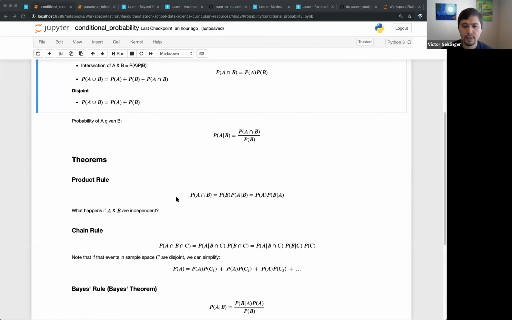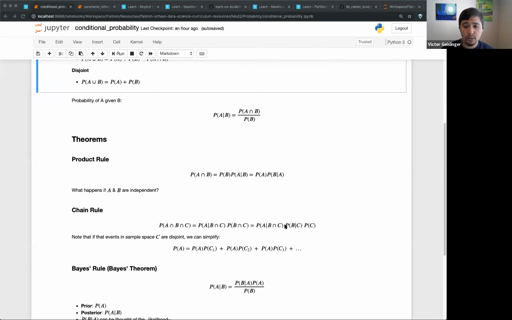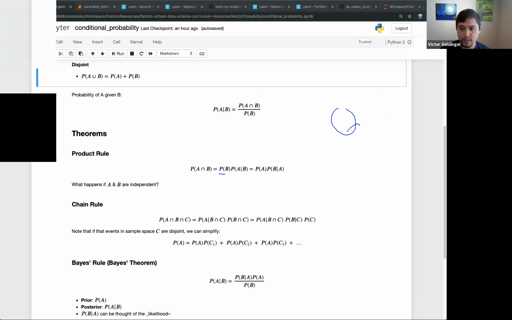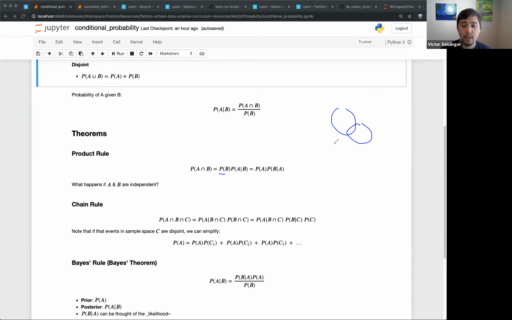But where was I at? Oh, this product rule. When we look at this product rule right here, all this is basically saying is the probability of B times A such that B happens, okay? And this is basically the intersection of A and B. So we can talk about when A and B happen like this. It's saying the probability of B happening, and this is B right here, times the probability of A given B happens. And that's like this part right here, and that ends up giving us the intersection.